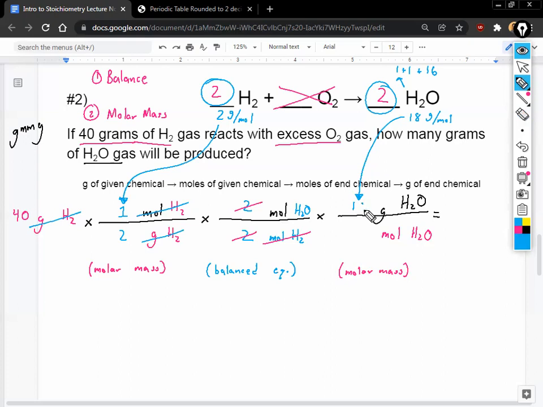On the top. Good, because it's next to G. And then 1 goes on the bottom. These cancel out. And there you go. We're all done. And we just need to punch it into our calculator.